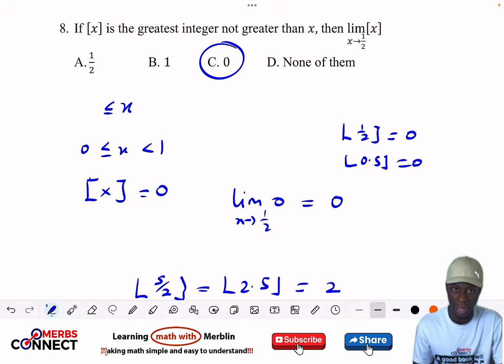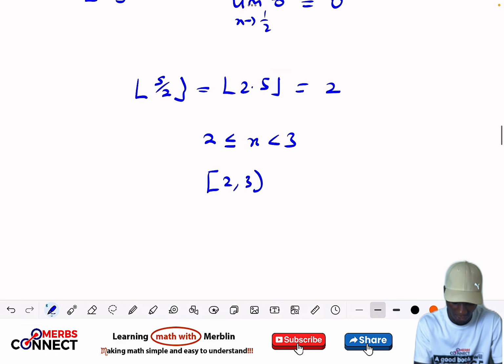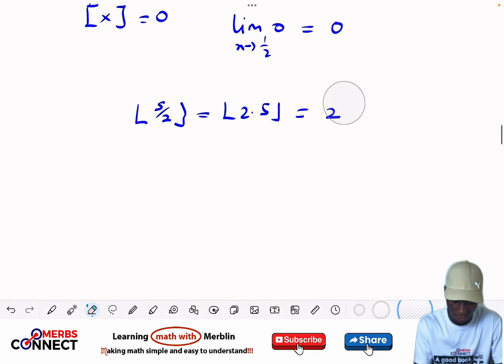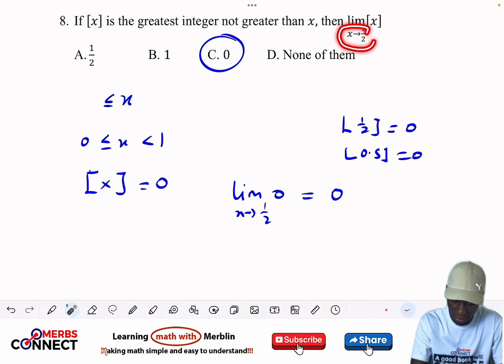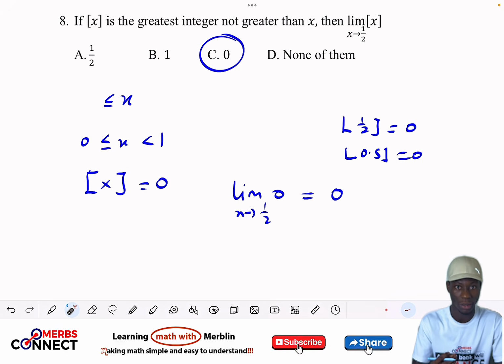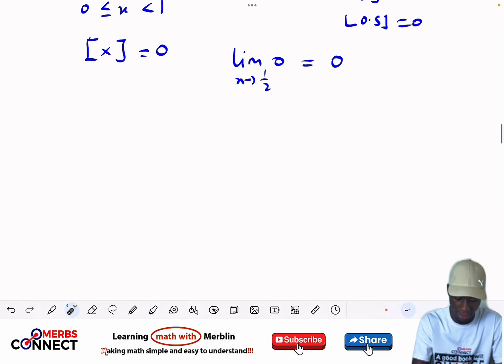So we are going to have our answer here to be C. I'll give you some example again for you to understand this very well before we move to the next question. Now let's assume that this is not a value that you are approaching. Let's assume that we are approaching n, or let's say minus n from the left, from the right.